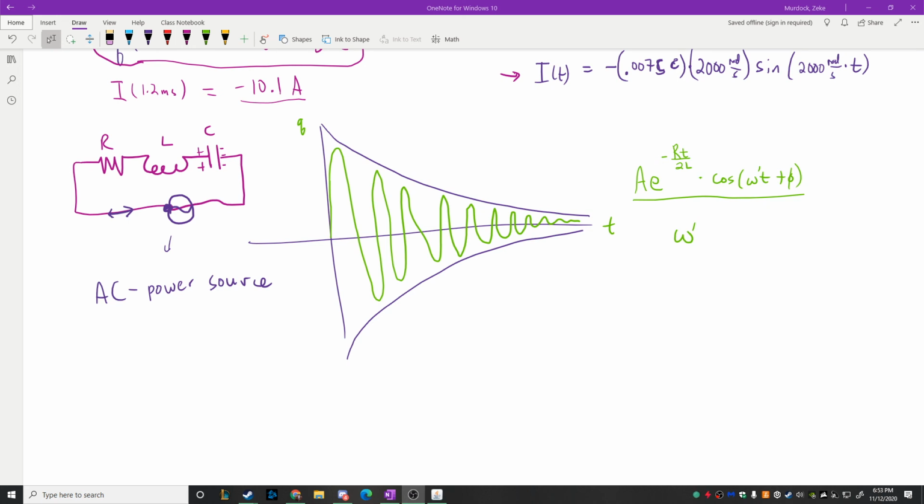So the LRC has current going back and forth, and the LC has charges going back and forth. Yeah, they both do. Yep. They both do.